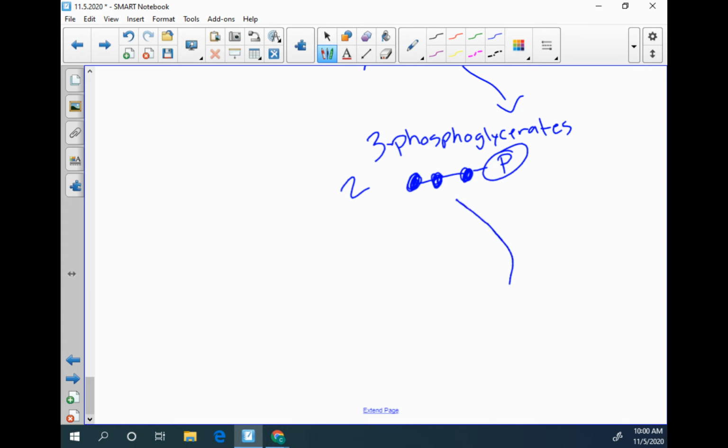Then we're going to use an ATP, ADP, and we're going to get 1,3-bisphosphoglycerate.